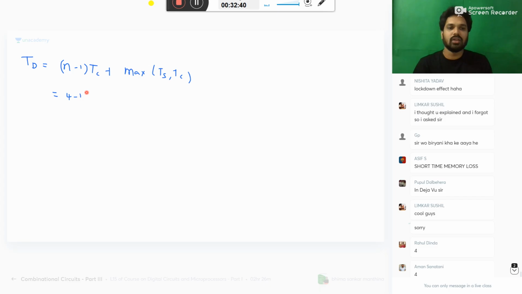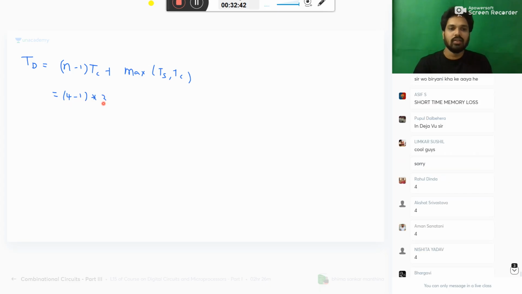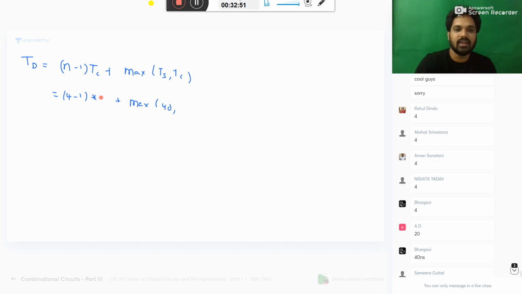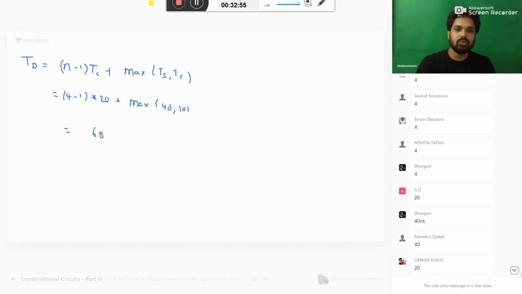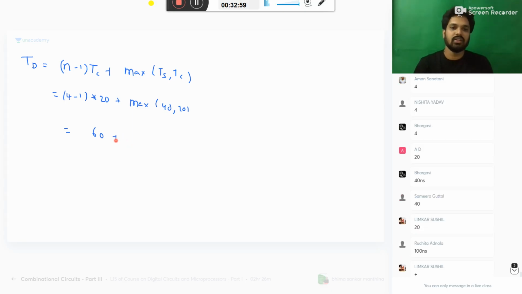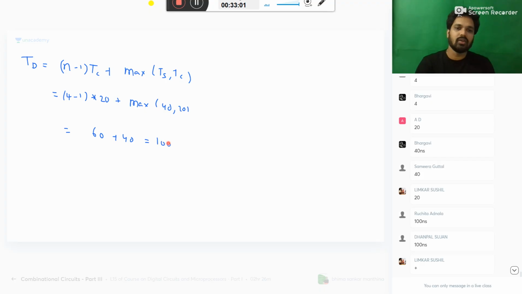4 minus 1 into 3 plus maximum of 40. So what is 3 here? Carry delay is 20, maximum of 40 comma 20. It is 60 into 60 plus 40, which will give you 100 nanoseconds. Okay, very good. Most of you got the right answer.